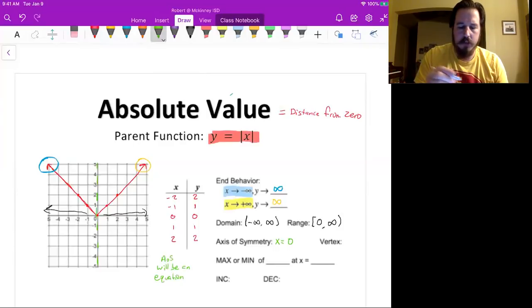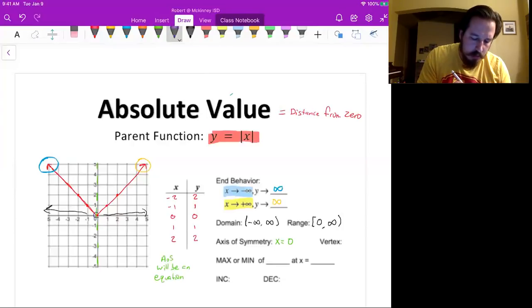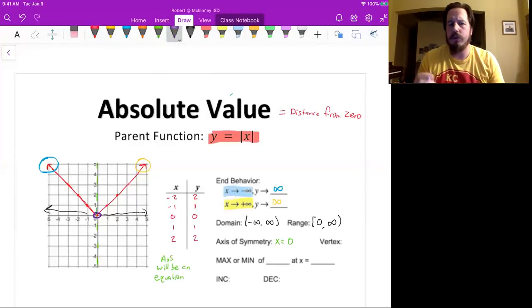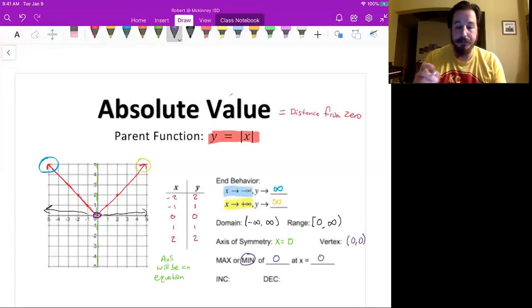Next thing we've got is our vertex. The vertex is that point right there where everything comes out. So in our parent function, the vertex is 0, 0. For our parent function, we have a local minimum of 0 at x equals 0.